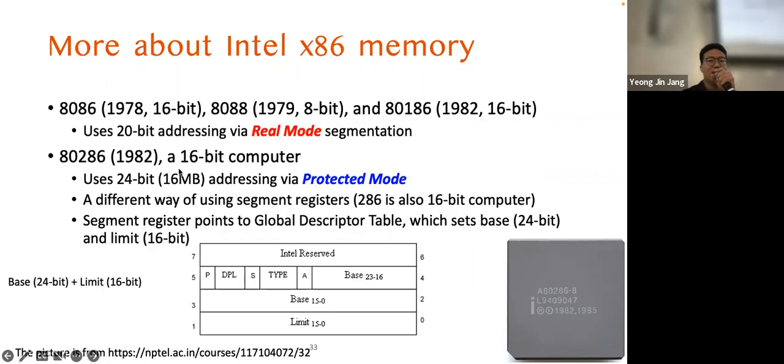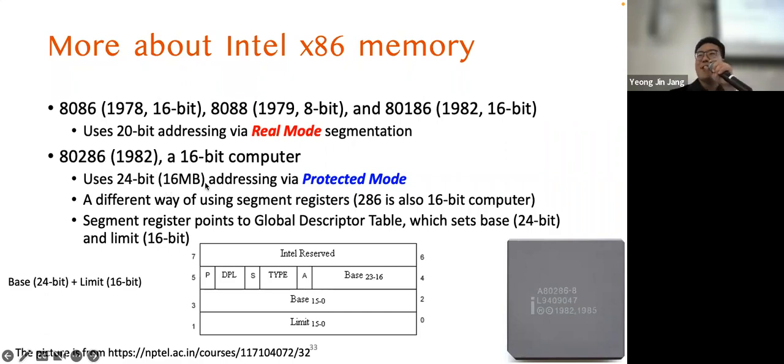In 1982, Intel developed the 80286. That's why we have 86, 186, 286, 386, 486, and why Intel CPUs are called x86. We are still using the x86 architecture for Core i9 and Core i7 CPUs in this era. For the 286 computer, because there was a need for supporting bigger memory, they needed to support 16 megabytes of addressing.